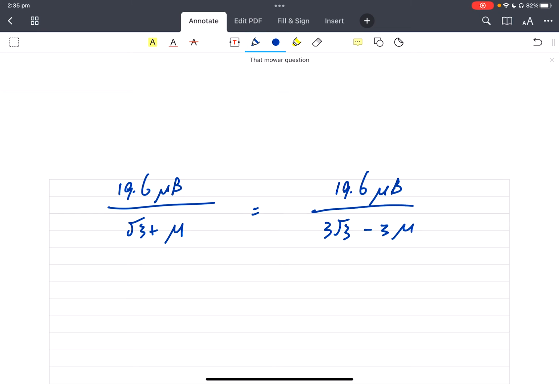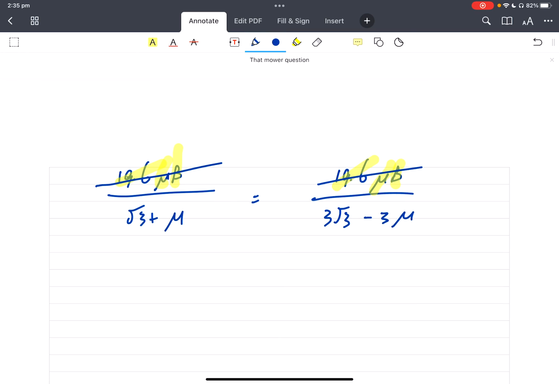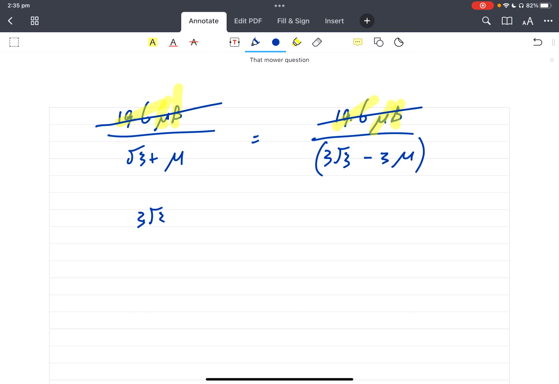We still have some unknowns, but if you look at it, those b's are the same. So if the betas, I'm dividing both sides by beta, and they will actually just cancel out. I'm also going to divide both sides by mu. They cancel out, and I'm going to divide both sides by 19.6. And they cancel. I'm going to get that bracket to the top by multiplying it. 3 root 3 minus 3 mu. And then I'm going to get that side to the top by multiplying both sides by root 3 plus mu. Some people call that cross multiplying. If you want to call it that way, that's fine.